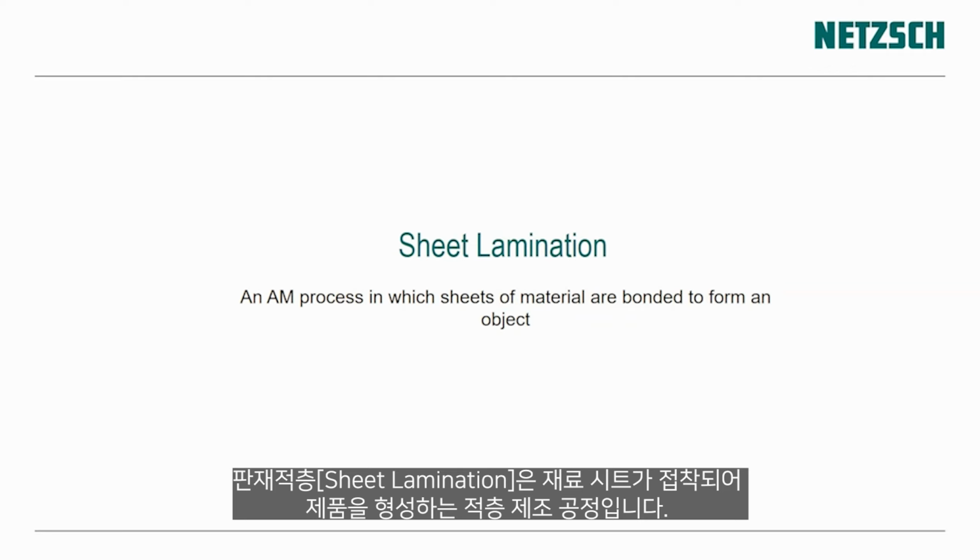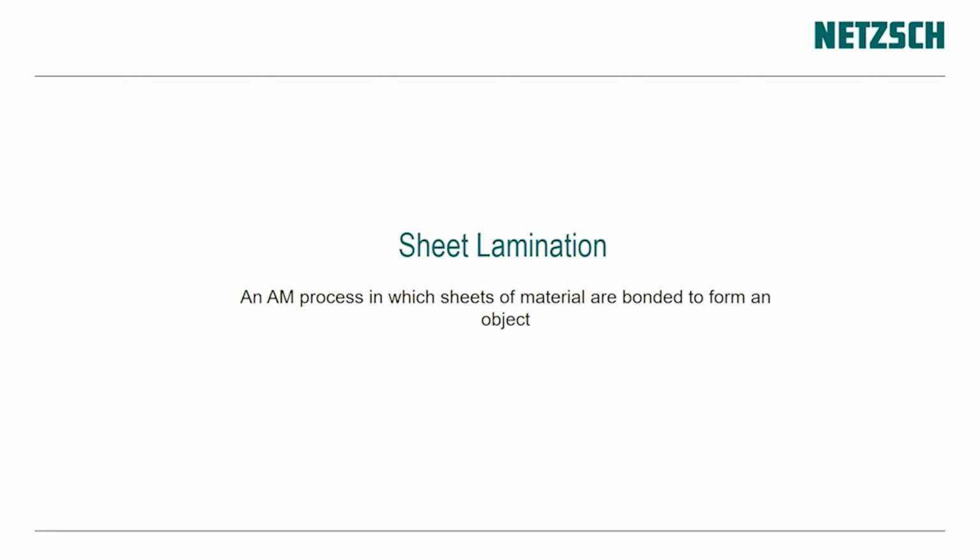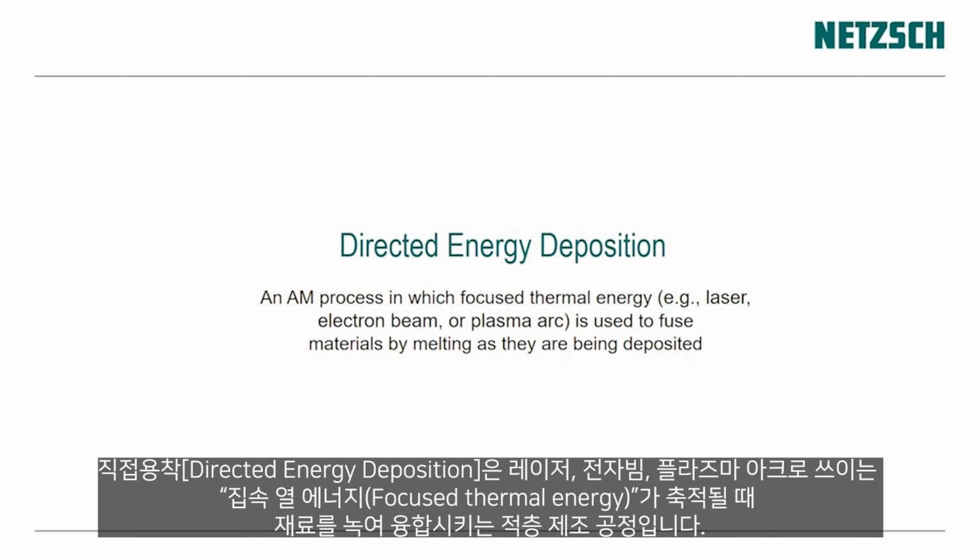Sheet lamination is an additive manufacturing process in which sheets of material are bonded to form an object. And directed energy deposition is an additive manufacturing process in which focused thermal energy, that can be laser, electron beam, or plasma arc, is used to fuse materials by melting as they are being deposited. So those are the definitions that are defined in the standards that we're using today.